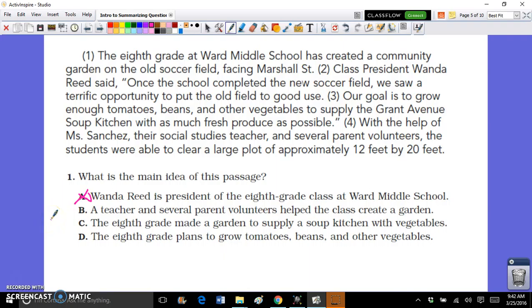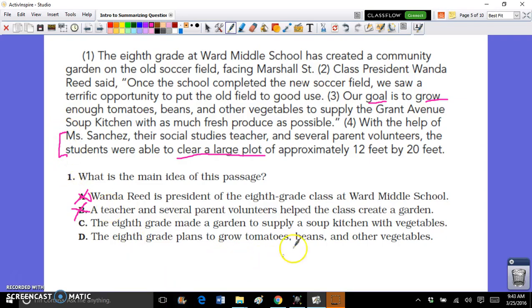A teacher and several parent volunteers helped the class create a garden. Okay, is that true? Well, they talk about their goal of growing vegetables, and a teacher and parent volunteers were able to clear a large plot. So they were able to help them clear the plot. Doesn't necessarily mean they help them then create the garden. They just help them actually clear out the land. So I'm going to say that this is not really accurate and that it only takes into account one sentence.